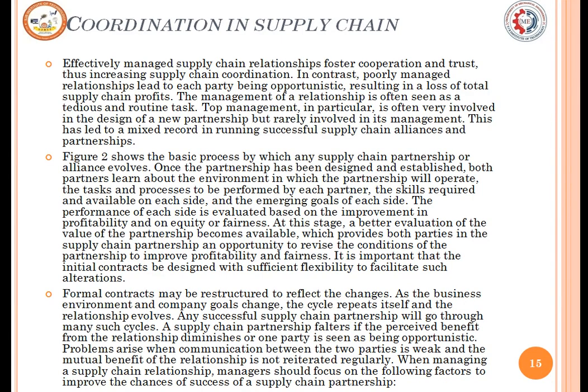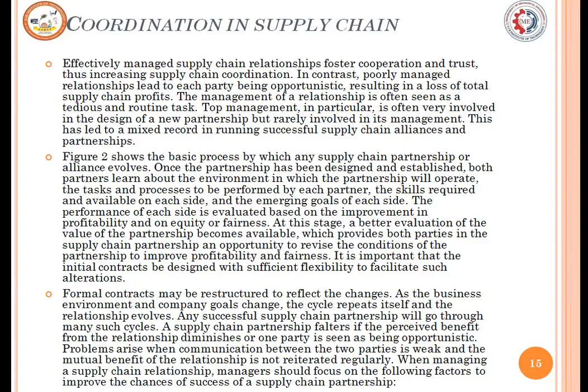So here, once a partnership has been designed and established, both partners learn about the environment in which the partnership will operate, the tasks, the processes to be performed by each partner, the skills required and available on each side, and the emerging goals on each side. The performance on each side is evaluated based on the improvement in profitability and equity or fairness. There may be formal contracts which are restructured to reflect the changes. As the business environment and company goals frequently change, the cycle repeats itself and the relationship evolves. Any successful supply chain partnership will go through many such cycles.